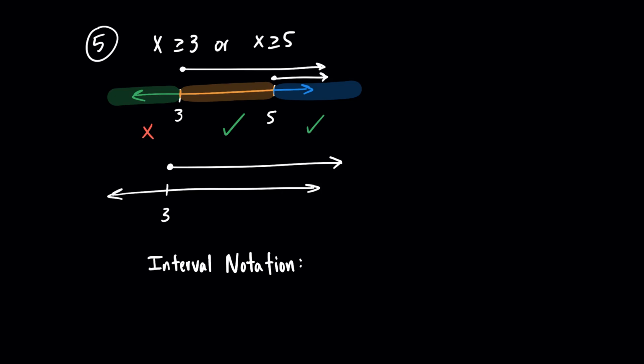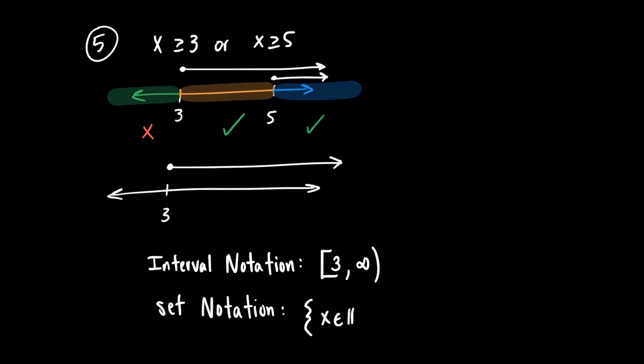In this case, we would take anything greater than or equal to 3. So we would go bracket 3, comma, infinity, parenthesis. That's our interval notation. Our set notation is going to be the set of all numbers x in the reals such that x is greater than or equal to 3, because that satisfies everything. We don't even need to mention the 5, because really all you have to be is greater than 3.